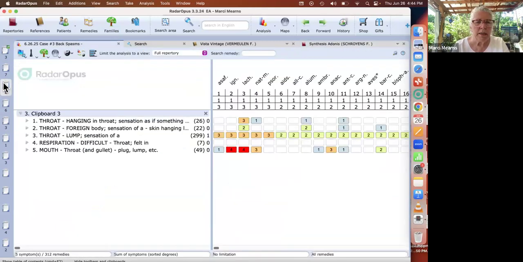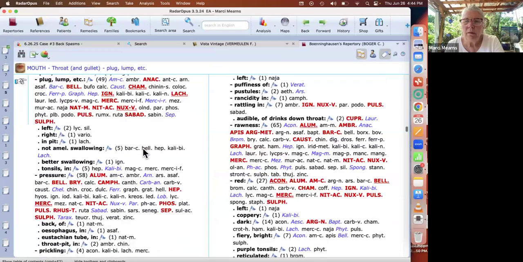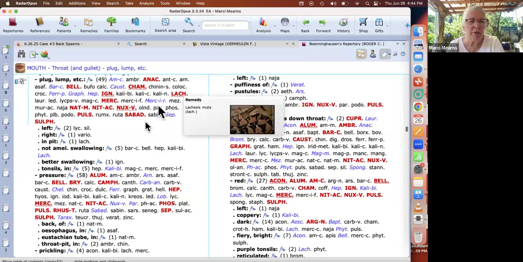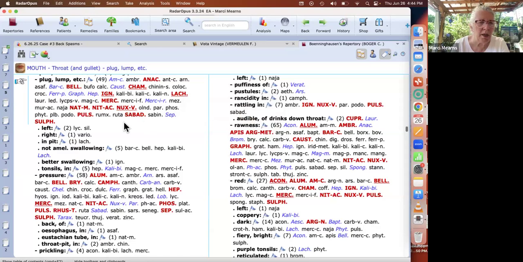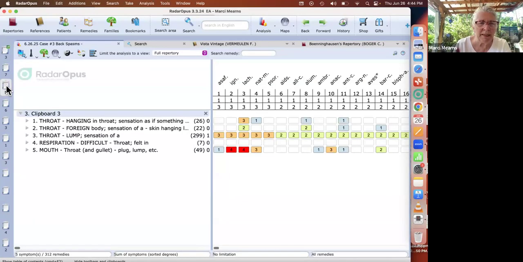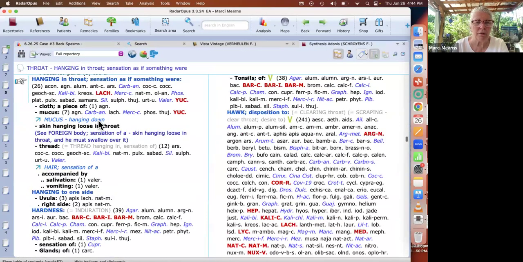Anywho, here's the clipboard that I came up with. Throat, mouth, throat, and gullet, plug, lump, etc. Let's look at that one. Where did that come from? Oh, it's Boger Boenninghausen. I thought that was a pretty good thing. It feels like there's a plug or a lump, right? That's what she's saying. But here's the interesting part. Here's sensation as if something is hanging in the throat. That's exactly what she said. Like skin hanging loose in the throat, like a thread. Okay, so we've got a lot of choices here. It's not really mucus, is it? But we're in the ballpark with this kind of stuff.